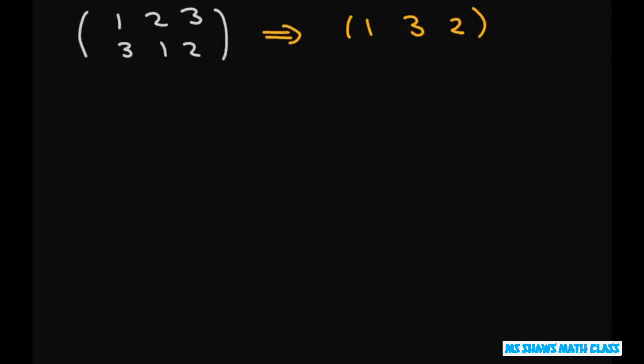Now this indicates the permutation cycle in which 1 is mapped to 3, and then 3 is mapped to 2, and then 2 is mapped to 1. All right, so 1 goes to 3, then 3 maps to 2, then you take this one, and 2 would map to 1.